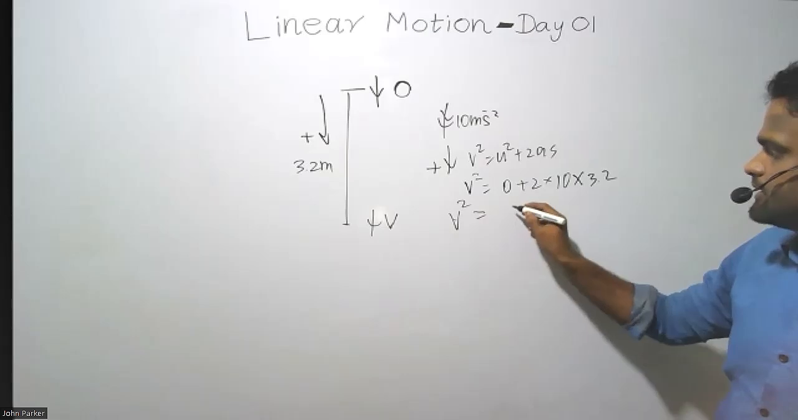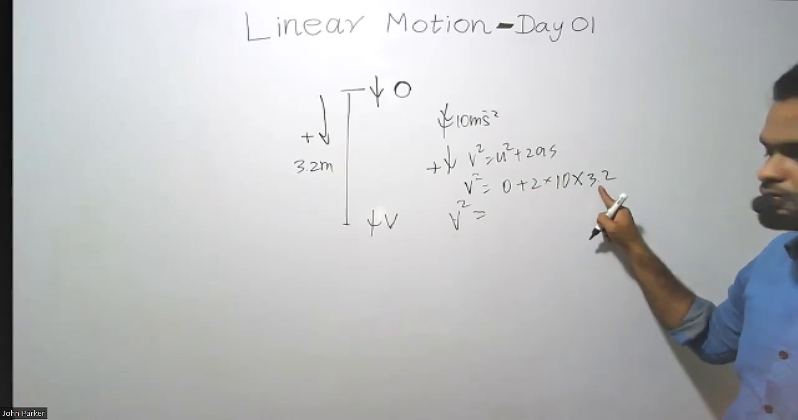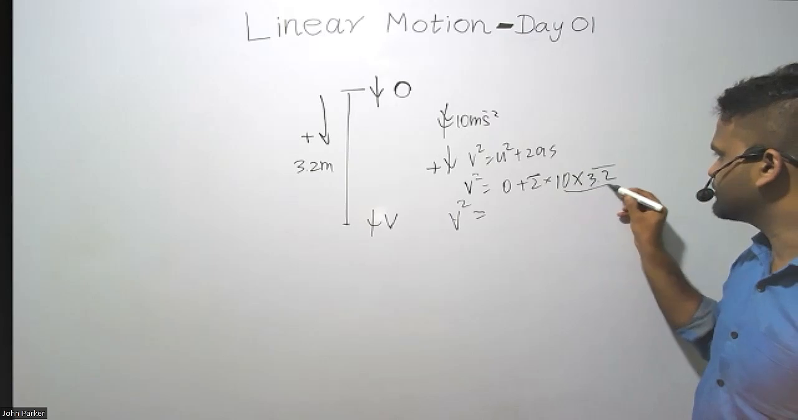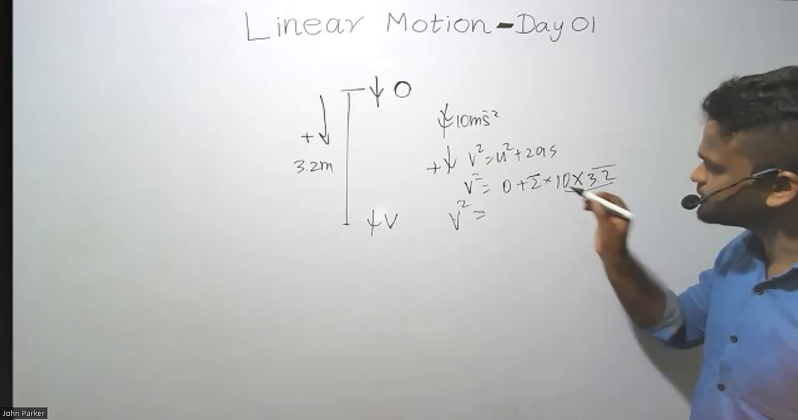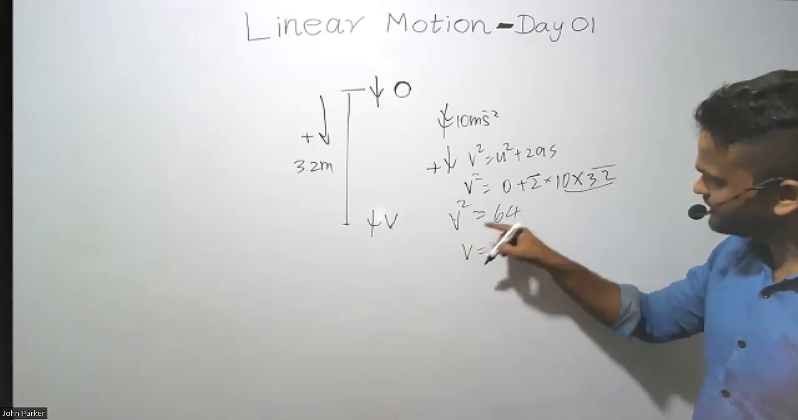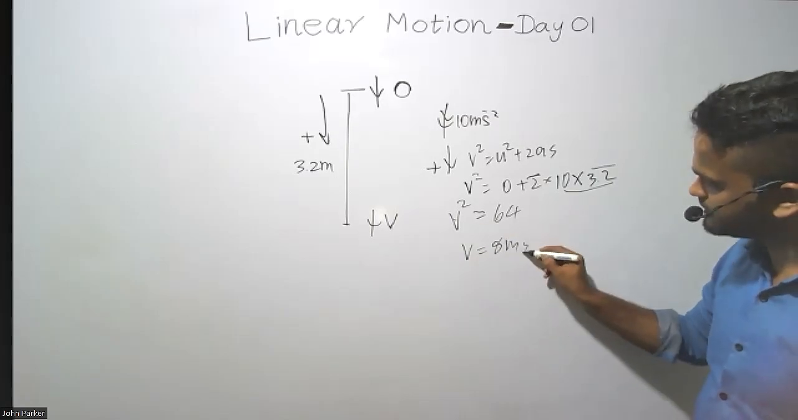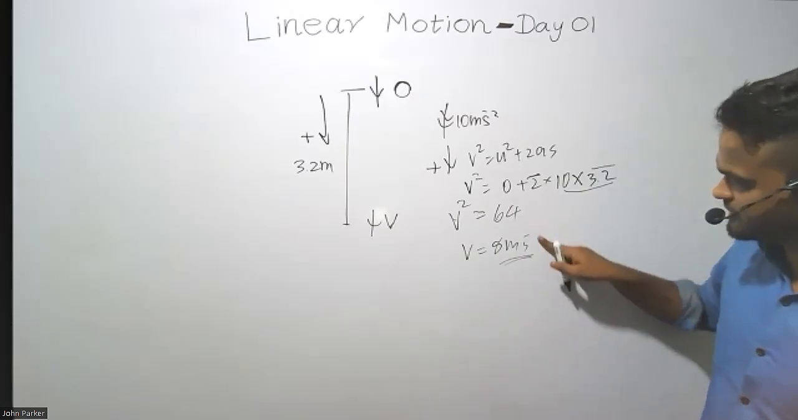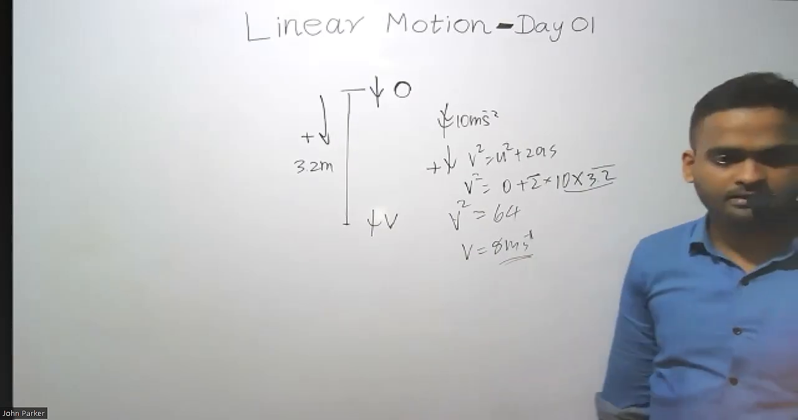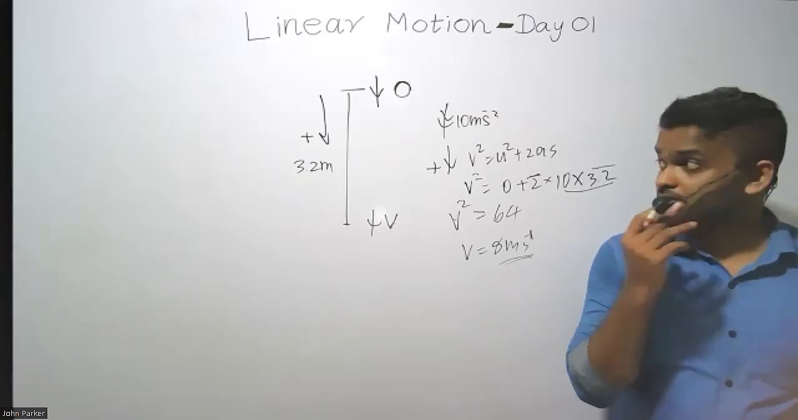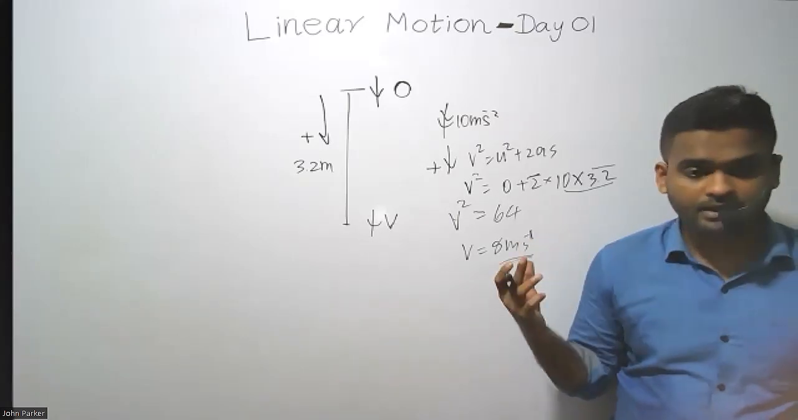Then v squared equals 2 times 3.2. 10 times 3.2 is 32, 32 times 2 is 64. Then we take the root of both sides, 64 root means 8 meters per second. Not per square second, per second, right? 8 meters per second. Then another one, they ask time, right?